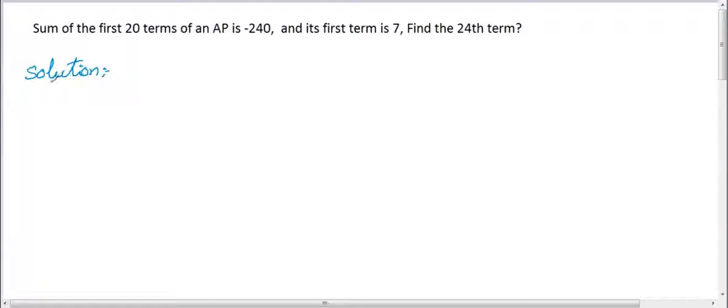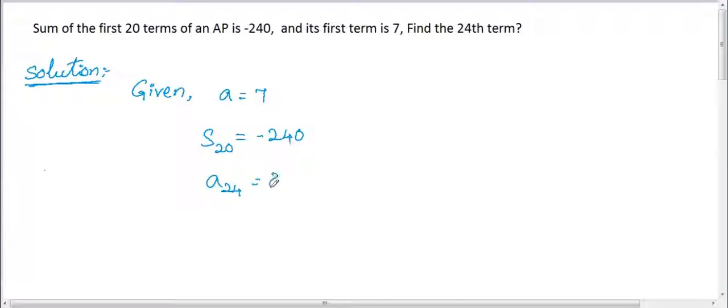Let's solve the question which I have written on the whiteboard. Given the sum of the first 20 terms of an arithmetic progression is minus 240 and the first term is 7. Let's say the first term a is equal to 7 and the sum of the first 20 terms, which is S20, is minus 240. We are supposed to find the 24th term, which is A24.